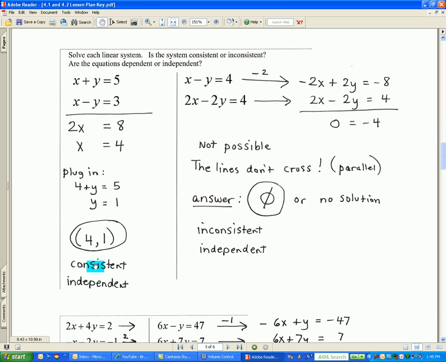This is a consistent system because there's at least one answer, so consistent. And it's an independent system because if you picture the three pictures I showed you earlier, you're picturing the first cross. These two lines are pretty independent. They only meet one time. They're living a life of independence, okay?